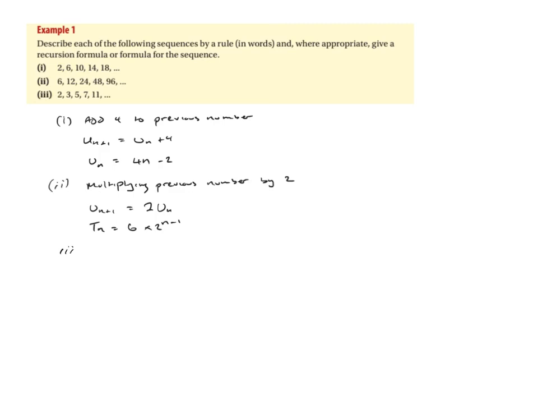And we have the third one, which says 2, 3, 5, 7, 11. Hopefully you notice that these are very special numbers in mathematics, and essentially it's just the next prime number. So the rule is write down the next prime number. And there's not much more we can do with that, because that is the holy grail of maths, and if we could find out what the next prime number was, then we'd make a lot of money.